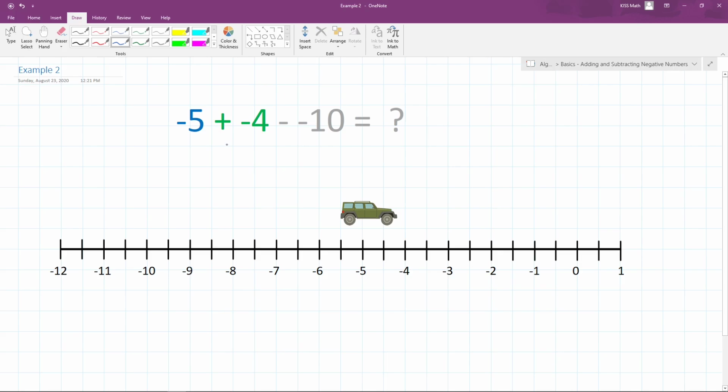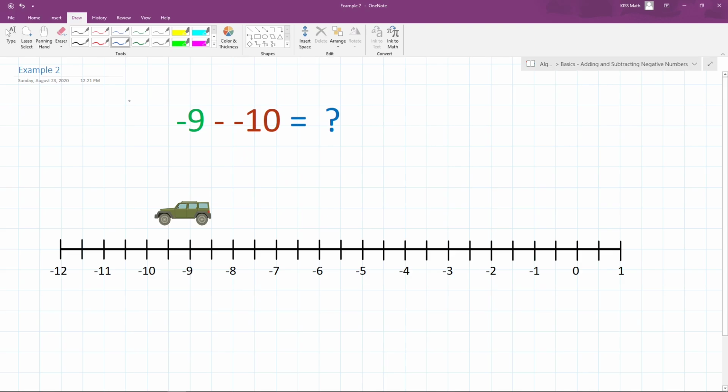The next component is plus a -4. So now the car is in forward mode since we are adding, but the sign on the number is now negative. So the car needs to be facing left now. So we have to flip our car. And we'll move 4 units now to the left. So if we do that, we'll end up at -9. And so this component now, -5 plus -4 is -9.